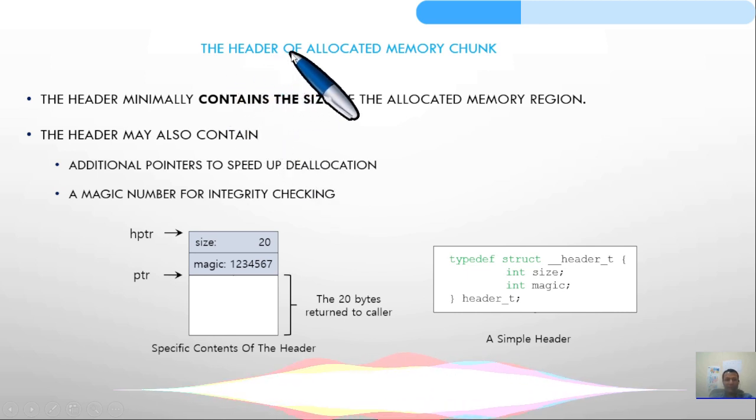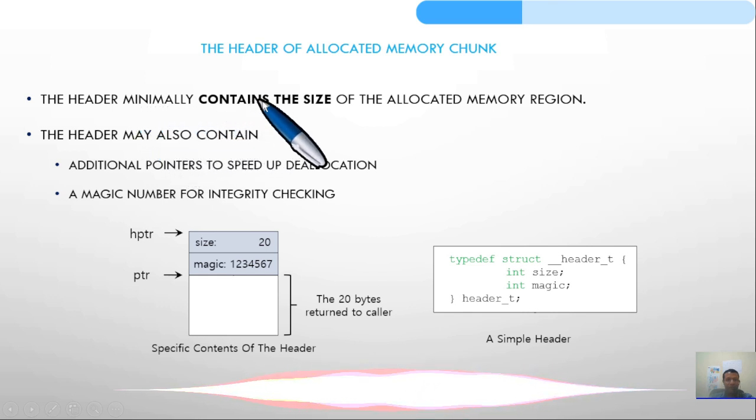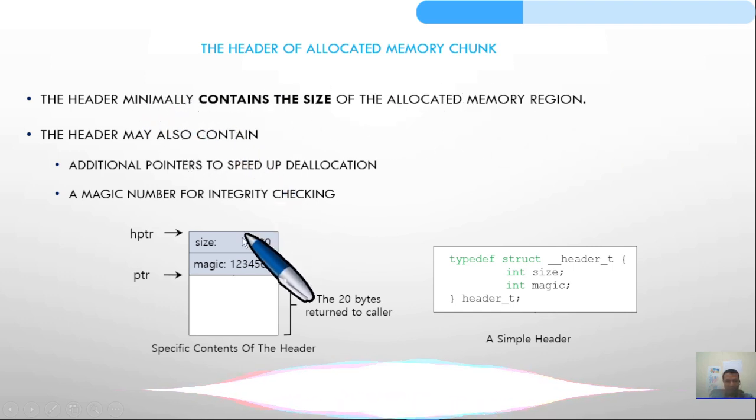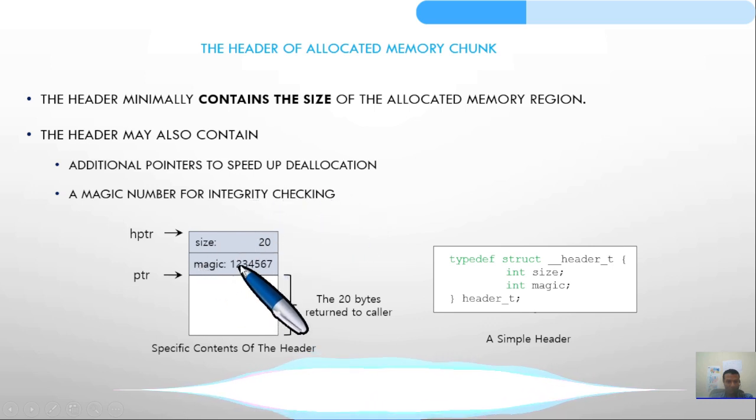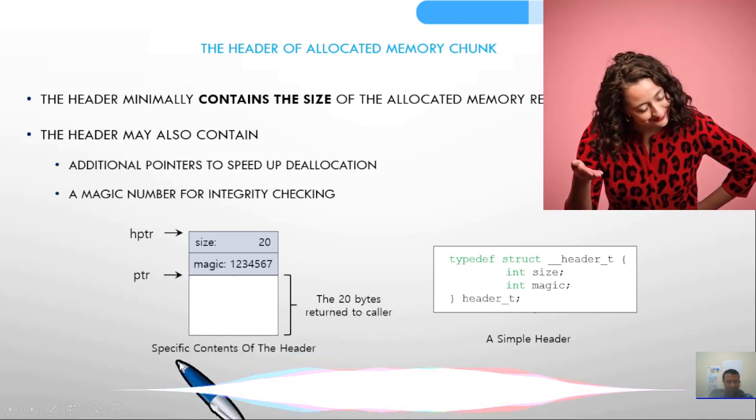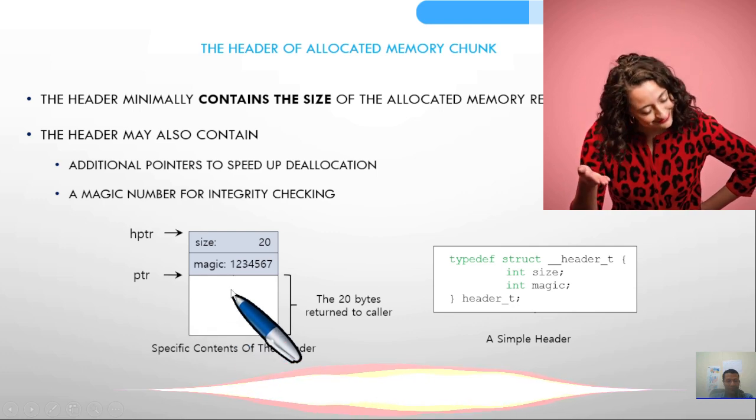So the header of an allocated memory chunk minimally contains the size of the allocated memory region. The header will have its own memory, most of the time 8 bytes. The header may also contain an additional pointer to speed up the allocation, and a magic number for integrity check. As you can see, we have a magic number here, and we have the size also. The header pointer will be assigned here, and this is the requested pointer, 20 bytes, and the specific content of the header will be like this.